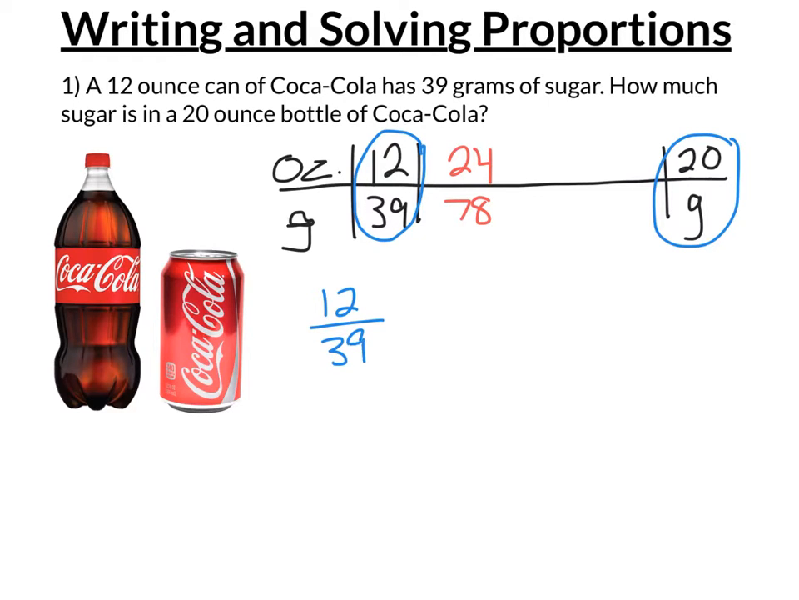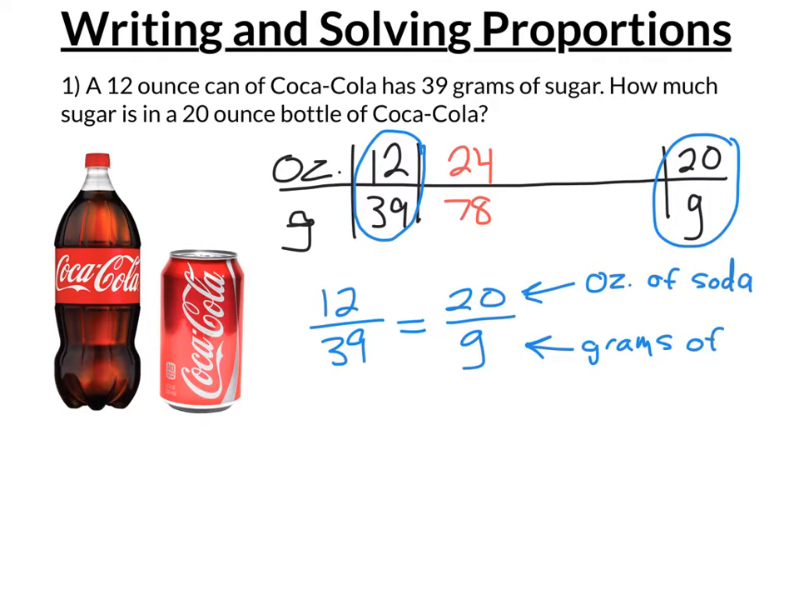12 over 39, that's the ratio of ounces to grams of sugar, is equal to 20 ounces over G grams of sugar. The ratio here has to be equal between these two different amounts. Now notice, this is very important. On top here, these numbers, 12 and 20, represent the same thing. This is the ounces of soda. And on the bottom, 39 and G represent the same thing, and that's grams of sugar.